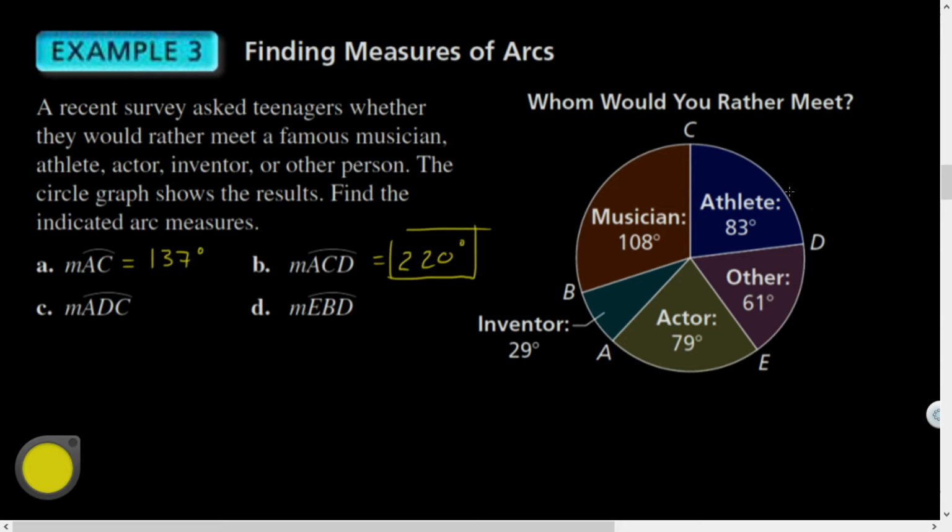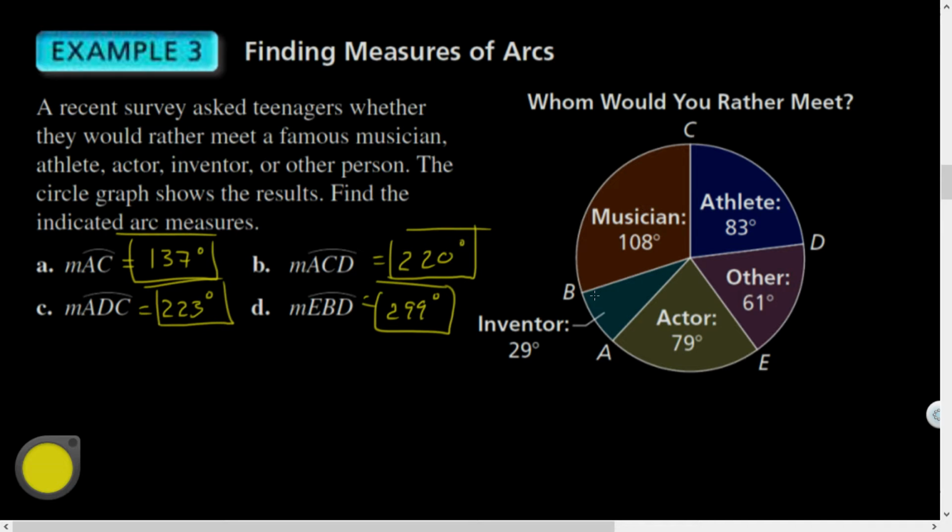Let's see, ADC, so that's going to be 79 plus 61, that's 80 plus 60, 140 plus 83. Wow. Was that 223 or 243? What did I do in my head? All right, thank you. And guys, actually, I think I'm going to modify this question in a moment. And then other, let's see, EBD. This one would be the classic 360 minus 61, so that's going to be 299 degrees.